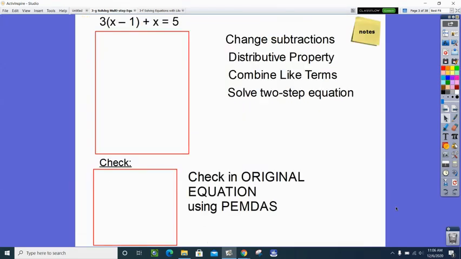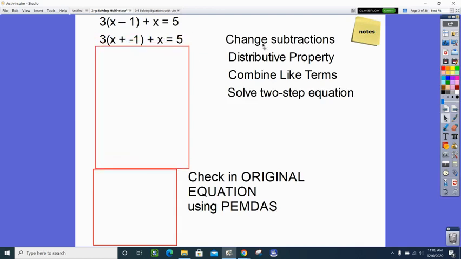So here I'm going to work through an example using the steps from the map that I just mentioned. So the first thing I'm going to look for is that minus. So I'm going to change that minus to plus a negative. I'm going to use same, change, if you remember that language. So that's done. The second thing that I'm going to check for, are there parentheses? And there are parentheses, so I'm going to use the distributive property to clear the parentheses.